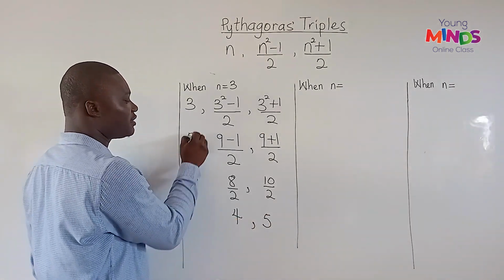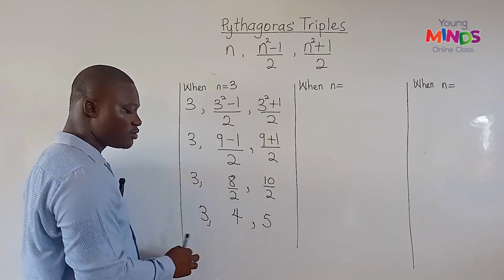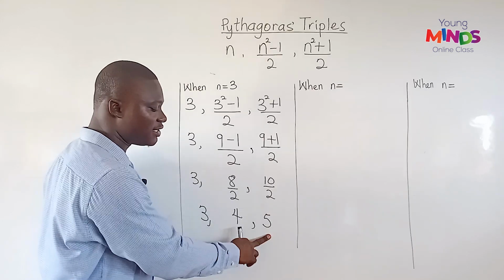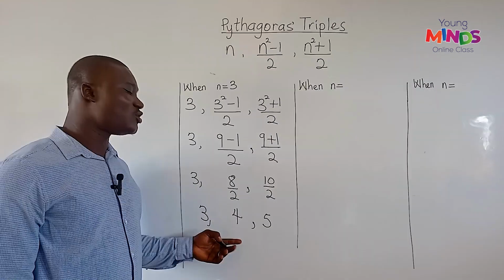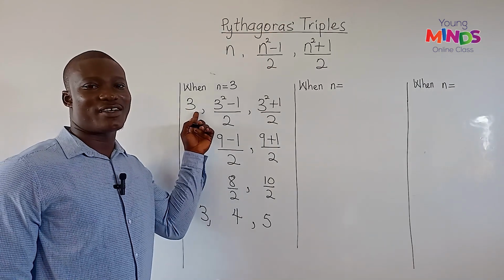So if the first term is 3, then the second term is 4, and the third term will be 5. So these are the Pythagoras triples when the first number is 3.